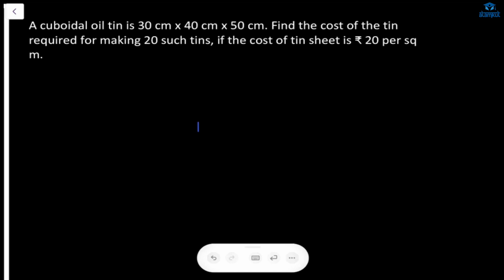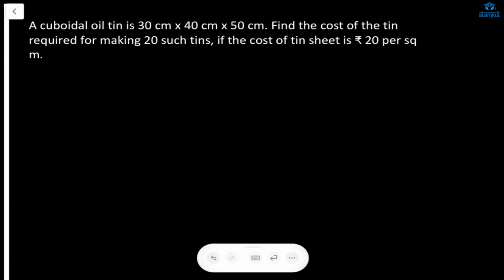Ma'am, for this you have to find the volume, and first we'll find the total surface area. See, volume is when you are talking about the quantity, how much oil that cuboid will contain. But here it is asking about the tin. A tin is made using tin sheet, so that is what will be used, so for that your surface area will come.